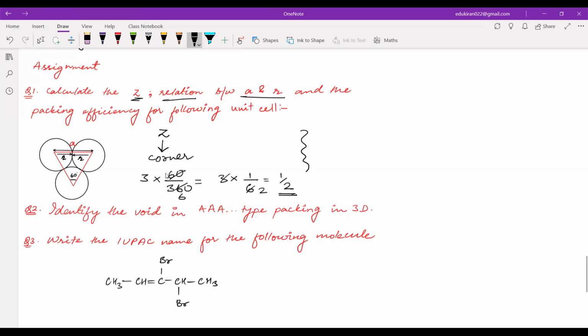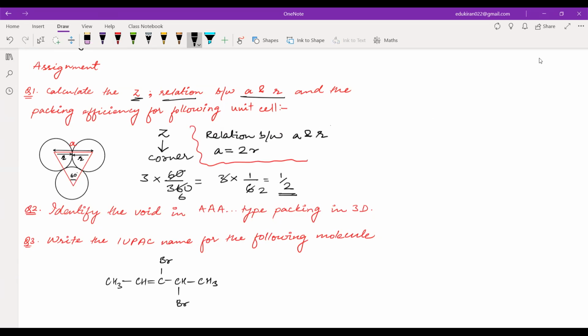Next, we have to calculate the relationship between A and R. In this, you can obviously see that A is equal to 2R. Correct, all of you? No problem till here? Okay. Next, we will find the packing efficiency.